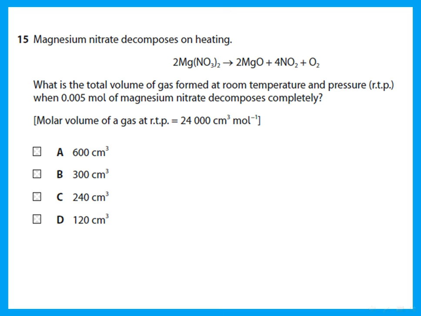The next question says magnesium nitrate decomposes on heating. What is the total volume of gas formed at room temperature and pressure when 0.005 mole of magnesium nitrate decomposes completely? Now, this is the equation, and we have 2 moles of magnesium nitrate form how many total number of moles of gases? Remember, which ones are the gases?